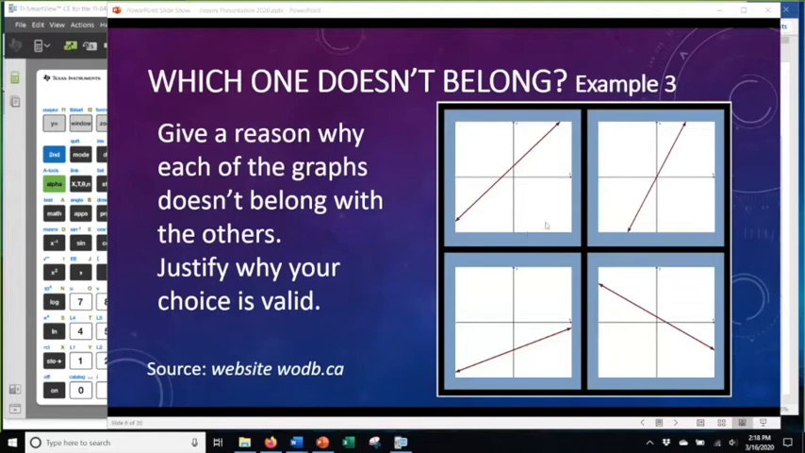And there's more than one right answer, and you want to generate discussion. By the way, you've heard me talk more than once already about individual think time.